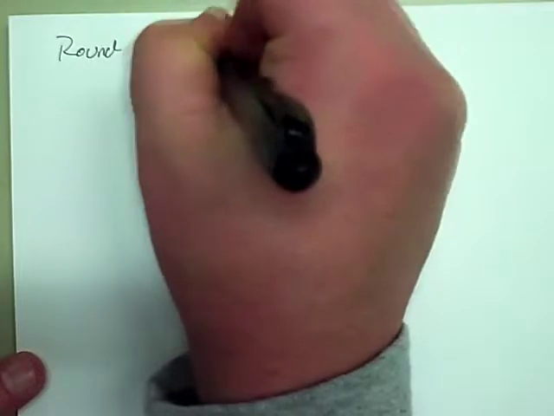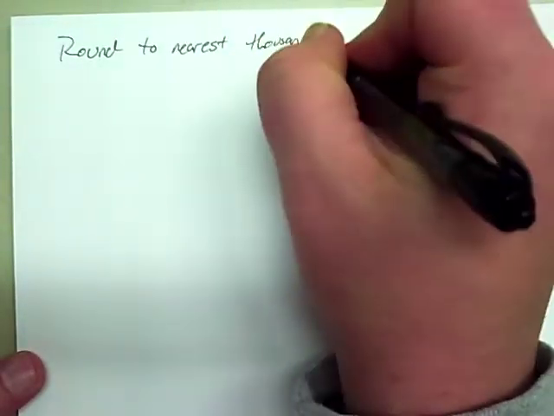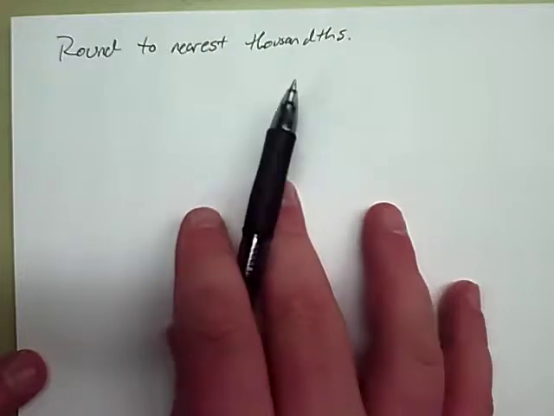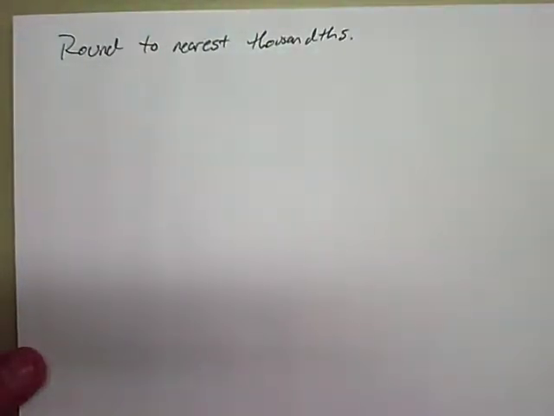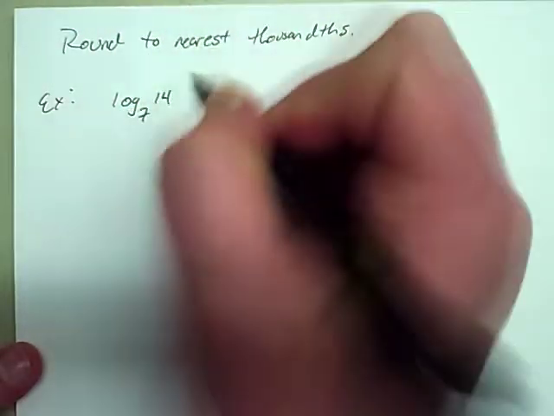All right, so the type of questions we're going to have to deal with are very simple. It's going to say something like, round to the nearest thousandth, right? And that's 3 decimal places, right? Okay. So the example we're going to get is something like log base 7 of 14.